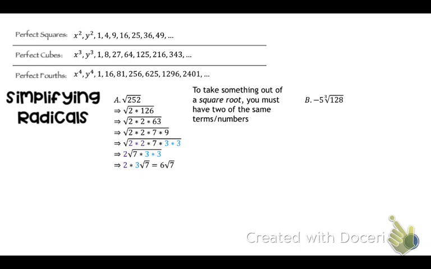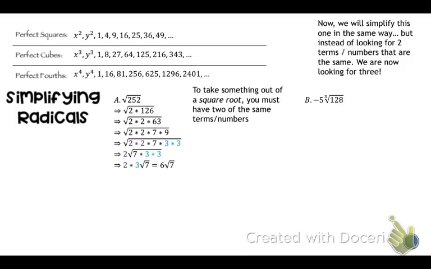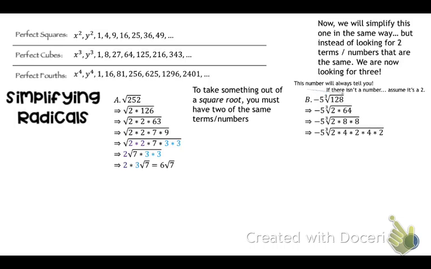Okay, let's do this one. So this one is a cube root, which means that I need to have groups of 3 in order to pull something out. So you always look at that number outside of the radical, and it will tell you what to pull out. If there's not a number, you assume it's a 2. So for this one, 128 is the same as 2 times 64. 64 is the same as 8 times 8. Both those 8s can break down to 4 times 2 and 4 times 2. Then those 4s can break down further to 2 times 2 and 2 times 2. So 128 is really the same as 2 times 2 times 2 times 2 times 2 times 2 times 2.